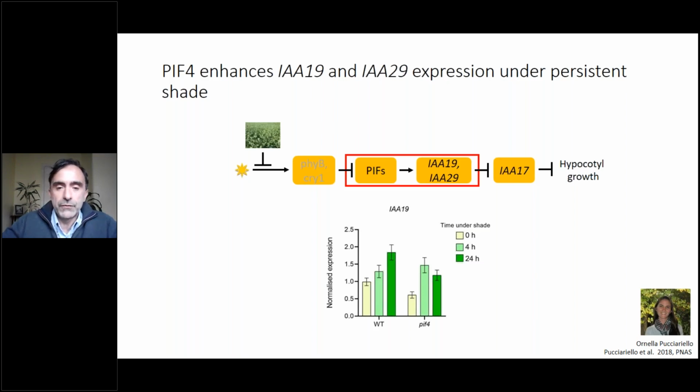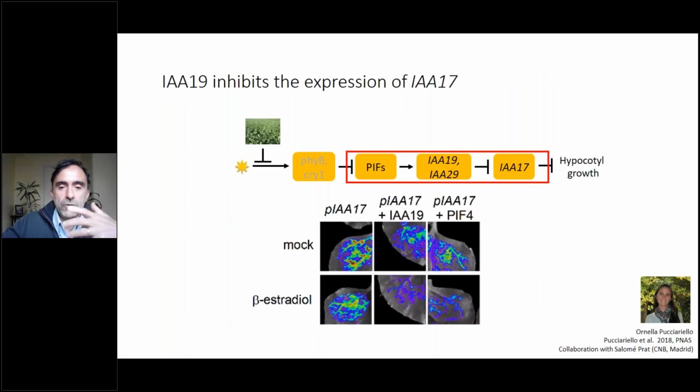And let me show you one result to support that conclusion, coming from experiments in Nicotiana benthamiana, where we can see here the activity of the IAA17 promoter. That activity is reduced when we induce IAA19, and actually we can go a step backwards and induce P4, and P4 is also effective to reduce the expression of IAA17, giving support to this pathway to keep growth at a high level when the plants are exposed to persistent shade.